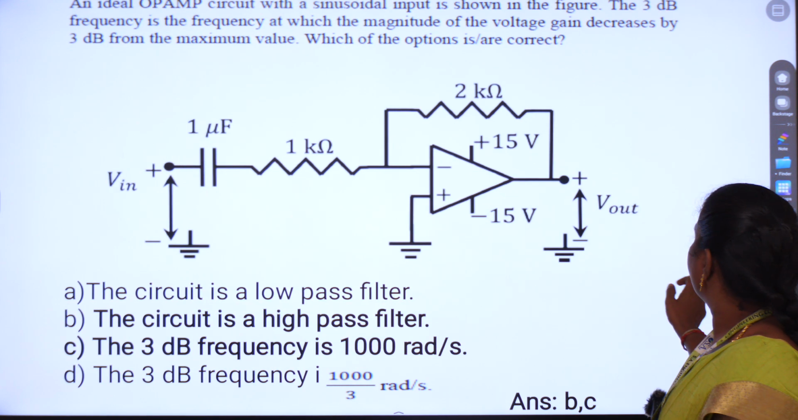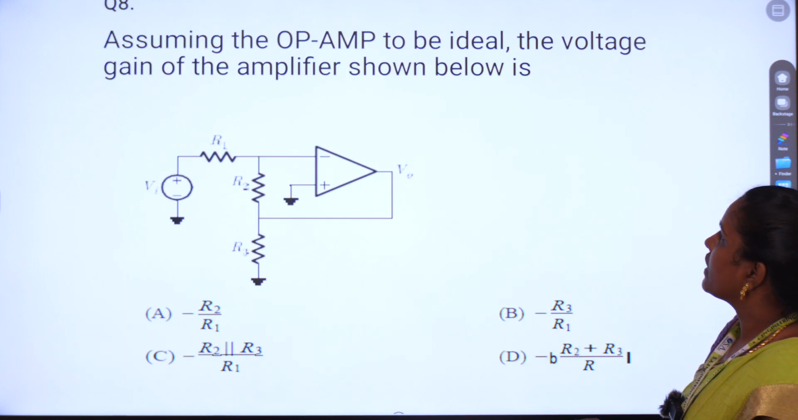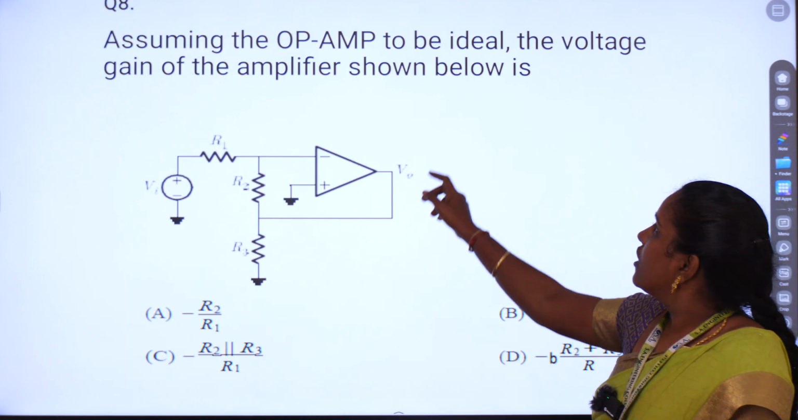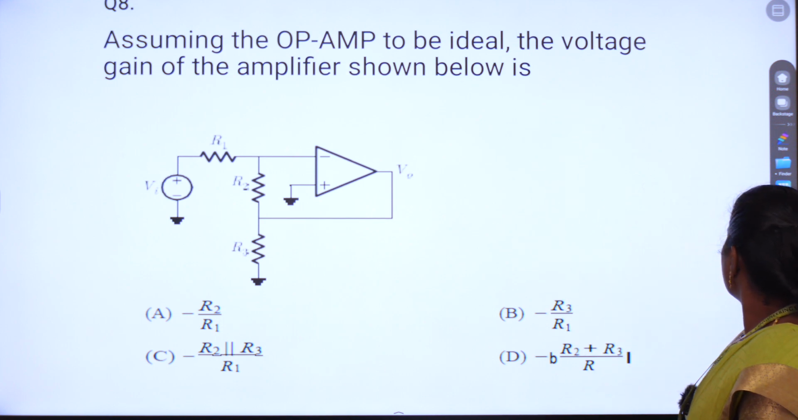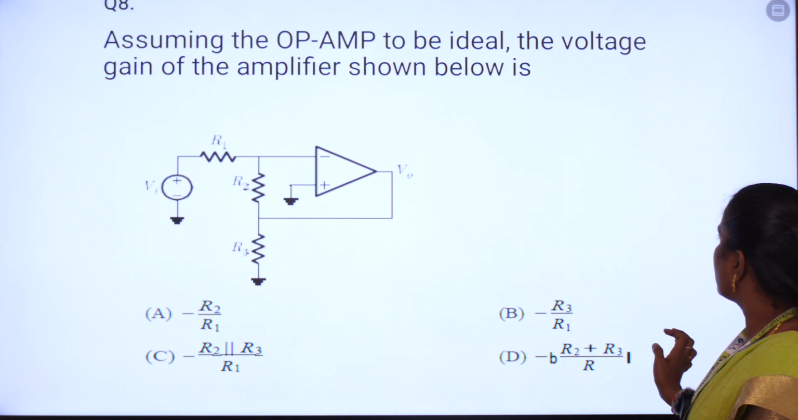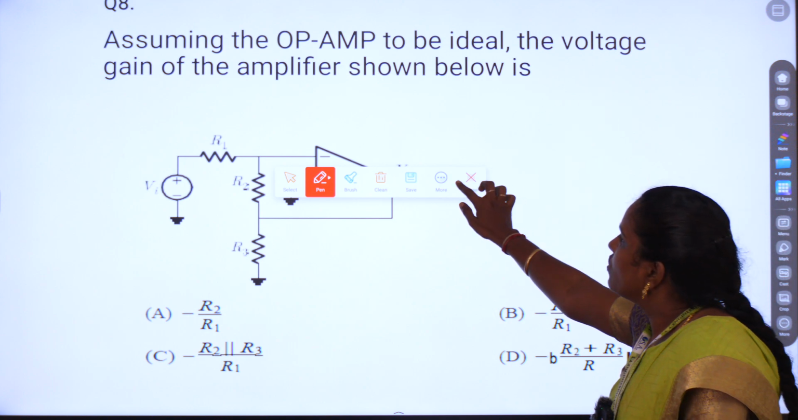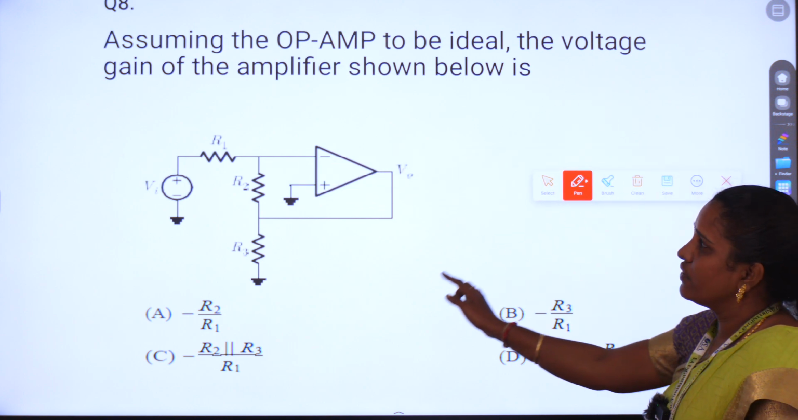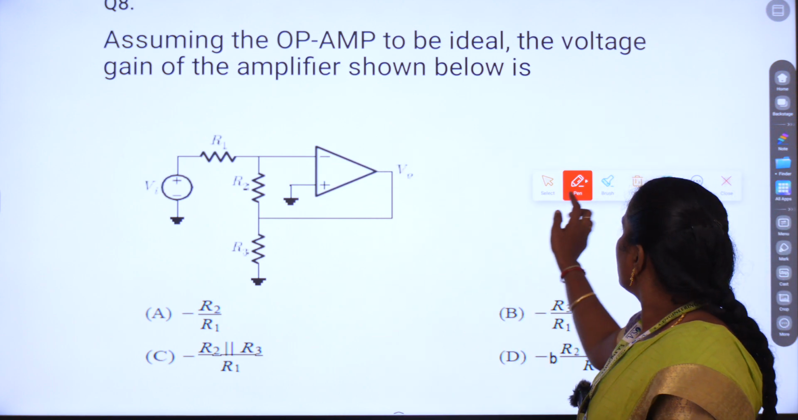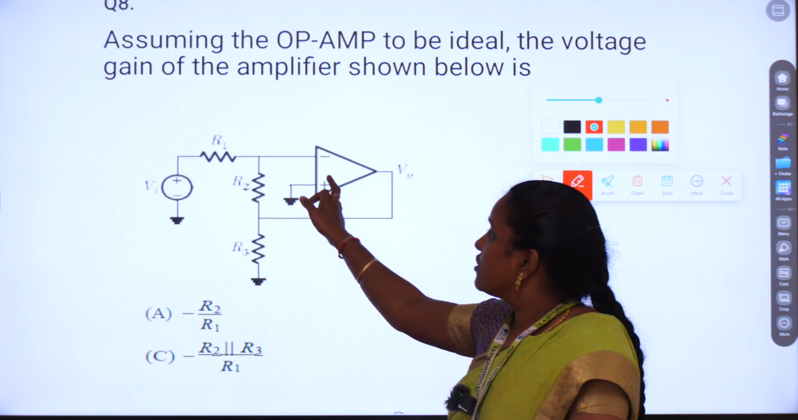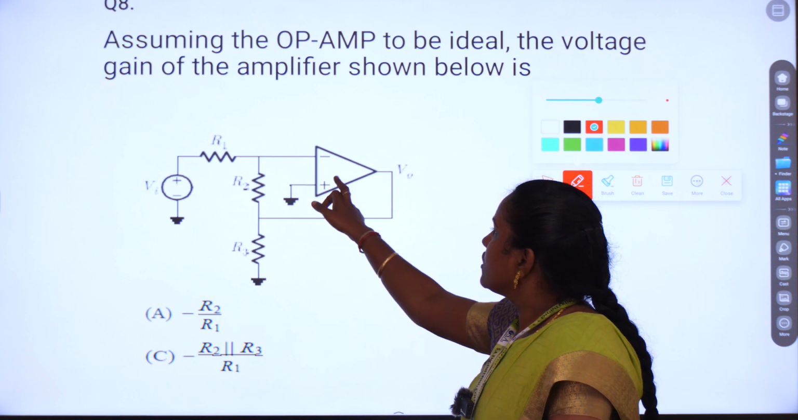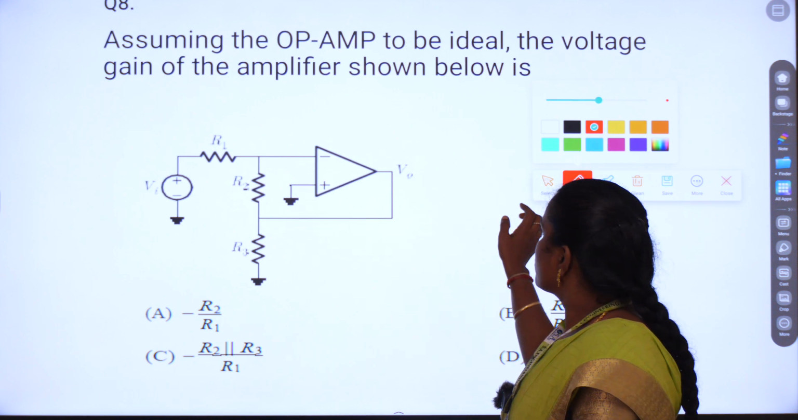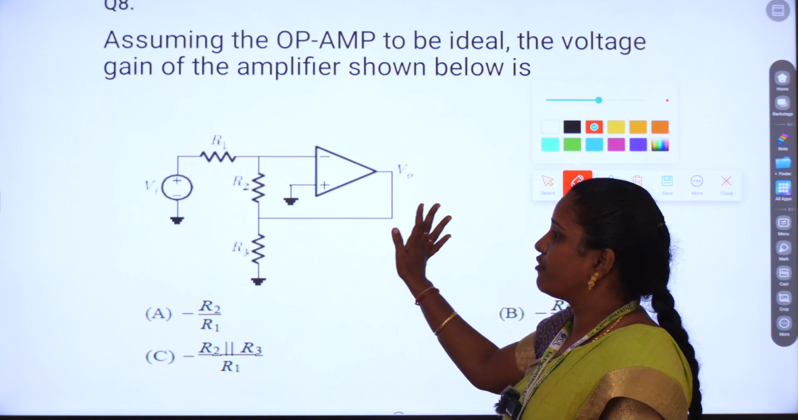Next, question number 8. The operational amplifier is to be ideal. Similarly, they give us that the operational amplifier is in the ideal case. In this ideal case, they ask for the voltage gain of the amplifier from this diagram. The input voltage is given to the inverting terminal and the non-inverting terminal is connected to ground. So this is nothing but an inverting amplifier only.